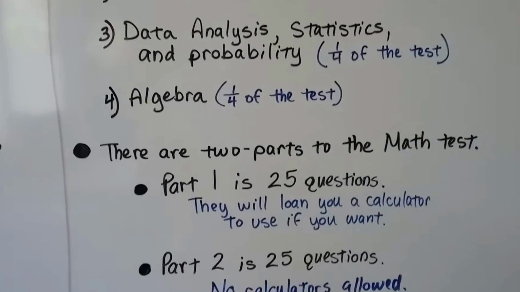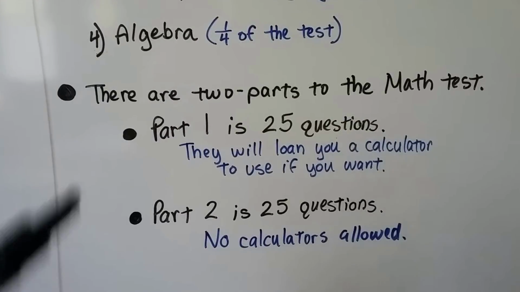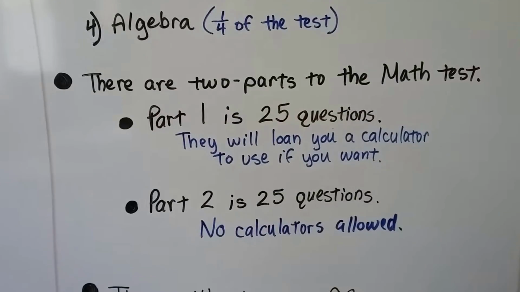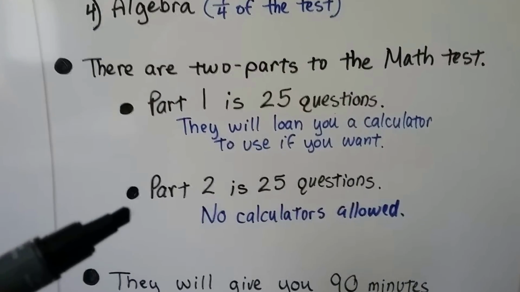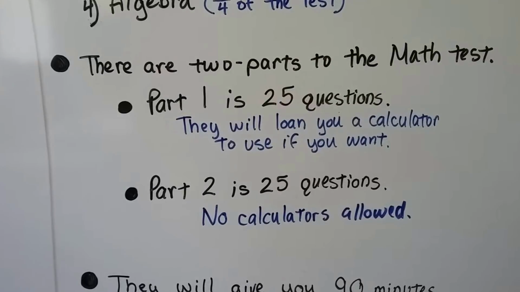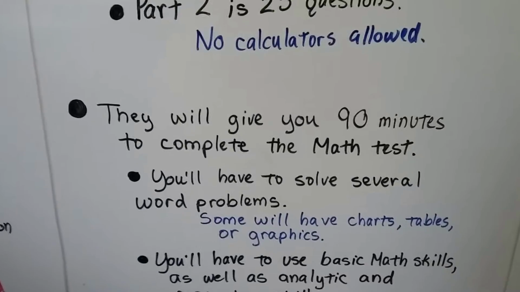And there's 2 parts to the math test. Part 1 is 25 questions, and they're actually going to give you a calculator if you want to use one. You don't have to, but they'll loan you one if you want to. In Part 2, they're going to take the calculators away, and you're going to have to use scratch paper to answer the questions. And they're going to give you 90 minutes to complete the math test.